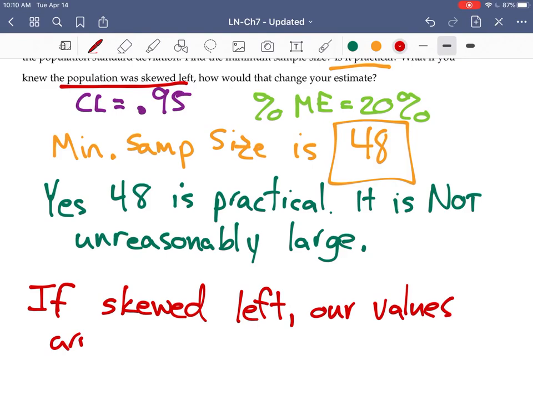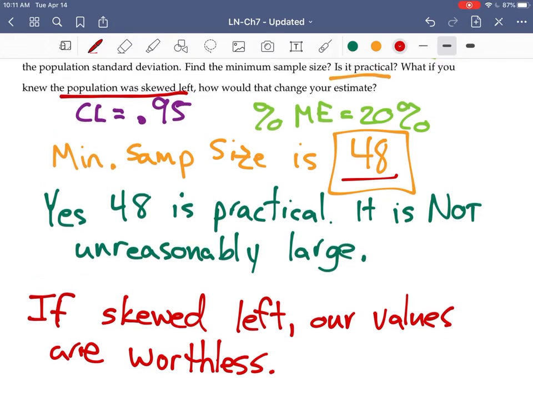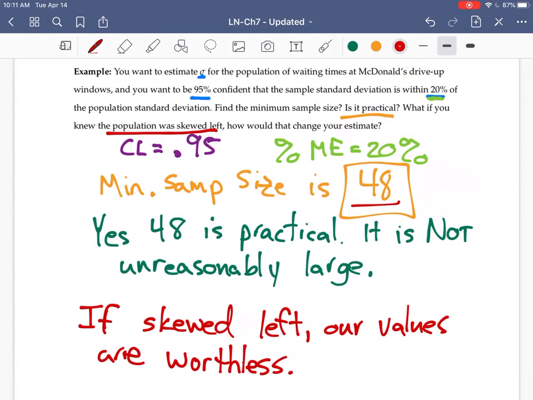Or they are worthless. So it has to be a normal distribution in order for this number that we came up with to make sense. Here, even though 48 might seem like a small number, and you might say, oh, that's not large enough, we came up with that number using statistical methods. That number is generated using statistical methods. So that number should be fine, provided we have a normal distribution to begin with.